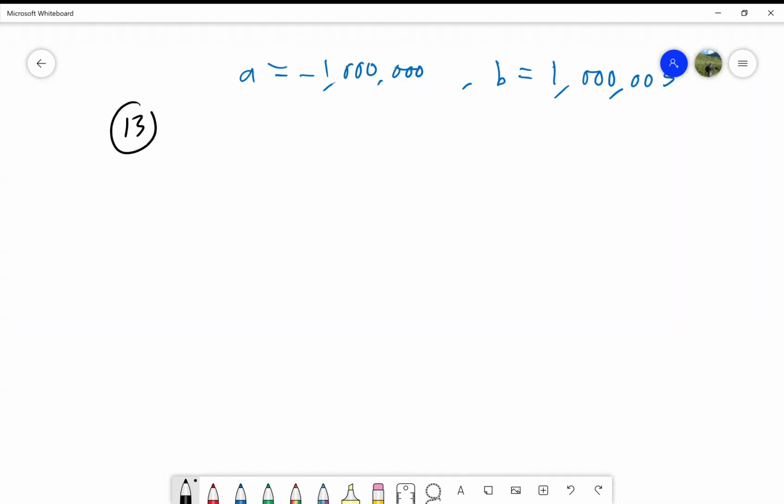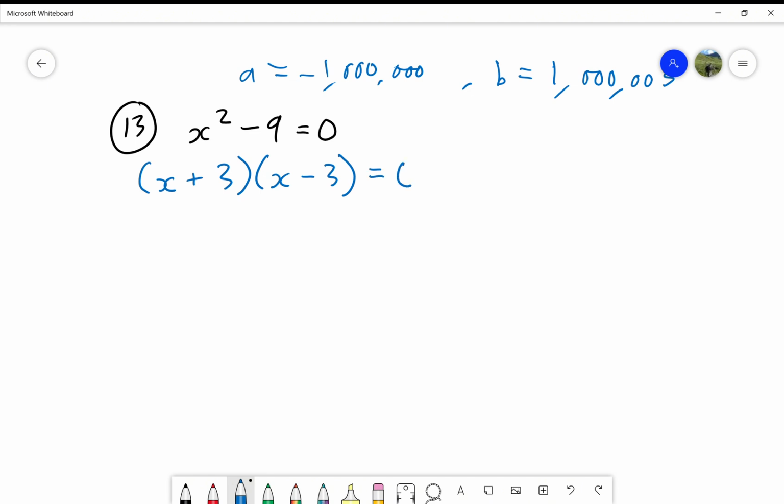Question 13. X squared minus 9 equals 0. Pause it, have a go in your own time. I'm going to show you what I think is the best way to do this. It's a quadratic. Therefore we factorize, because that's how we solve quadratics-ish. But broadly speaking, that's what we do.